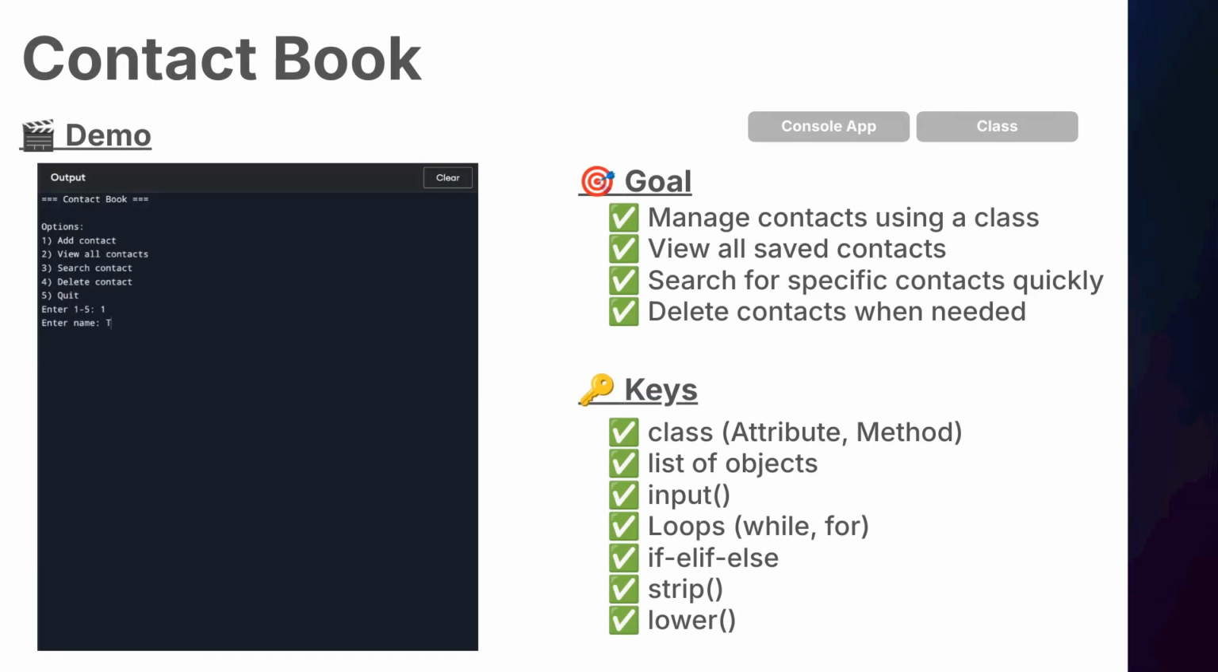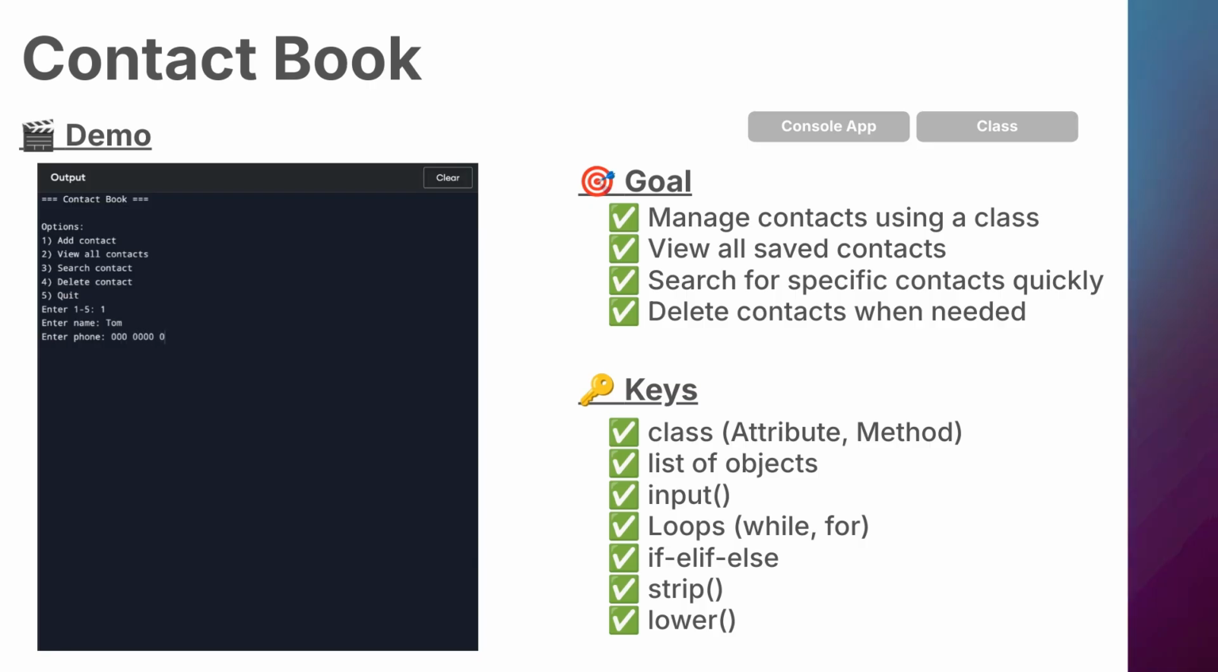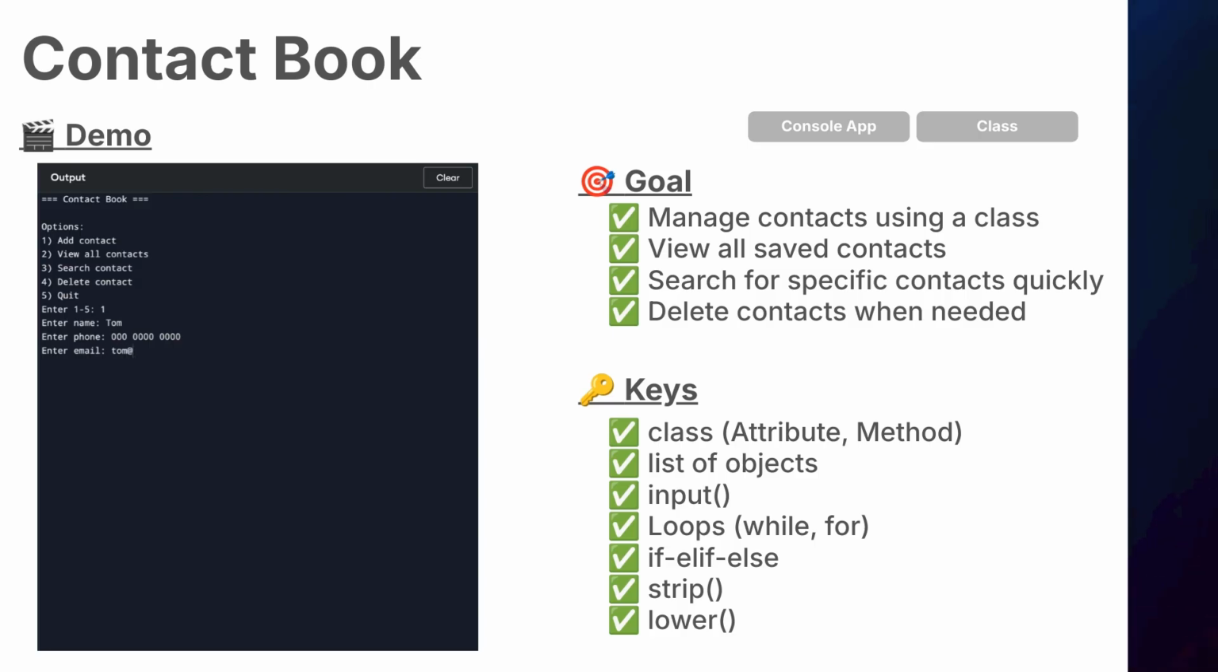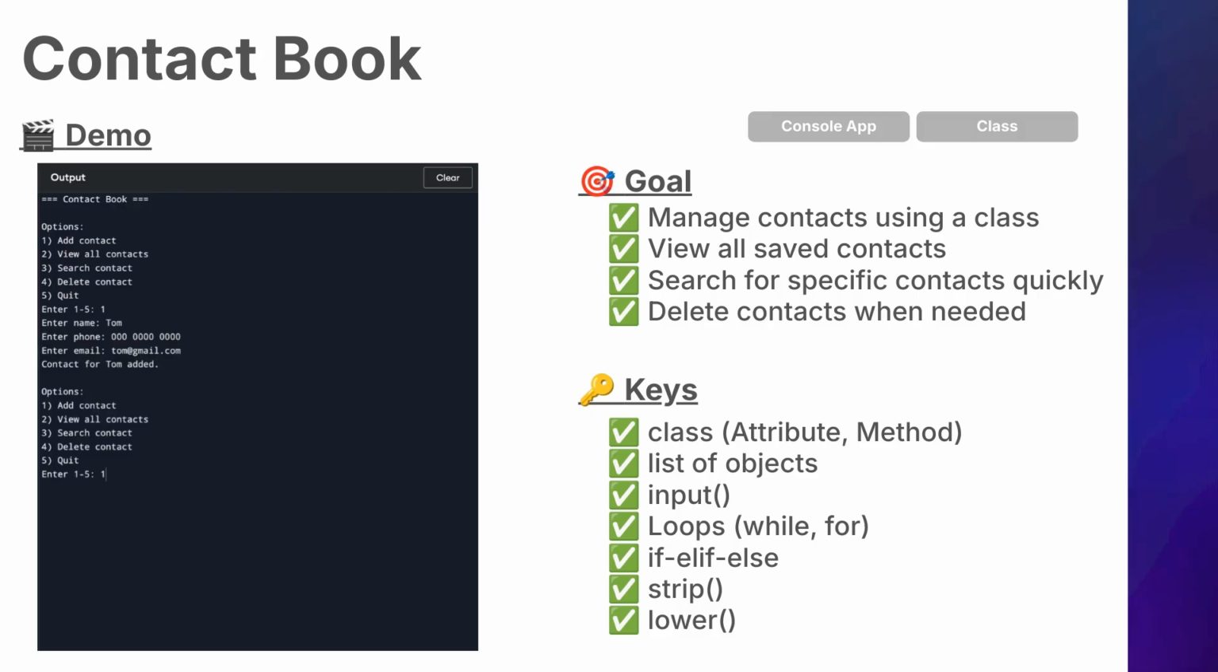Now let's zoom in on what we're actually going to build. This project is called Contact Book, and it's a simple but powerful program designed to help you keep track of people's details in one place. With it, you'll be able to add new contacts, see all of your saved contacts, search for someone quickly, and even delete contacts when you no longer need them.